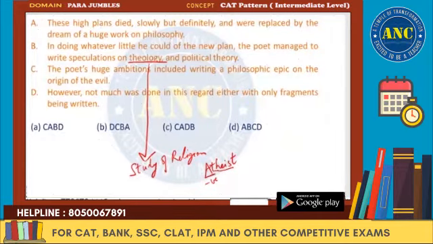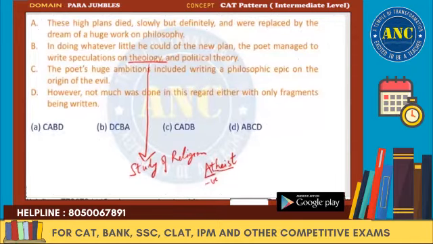Alright. So out of these four sentences, once you go through them, what do you think would be the only way of introducing the topic? A is saying that these high plans. So he is referring to something that has already happened. So that can't be the introduction. B says in doing whatever little he could. So that can't be the introduction because he is using the word he there.